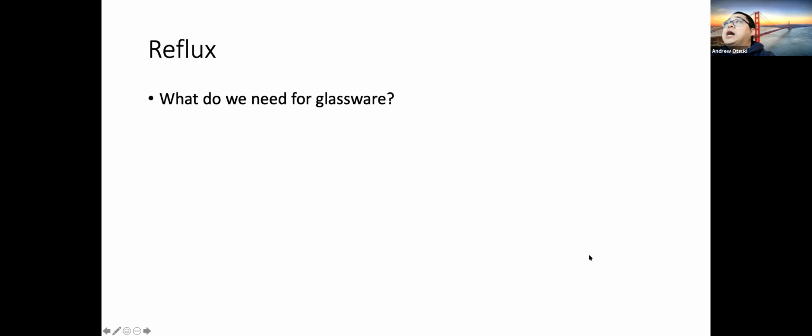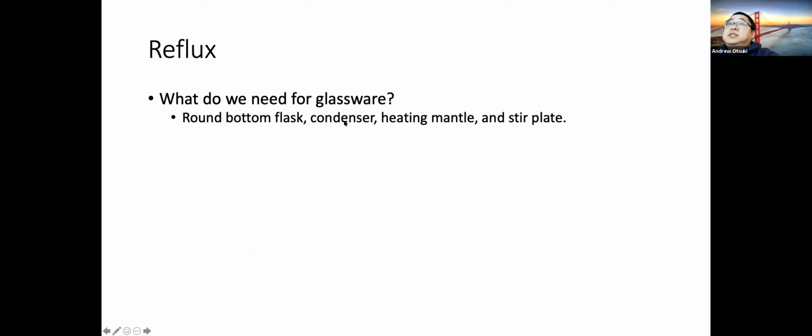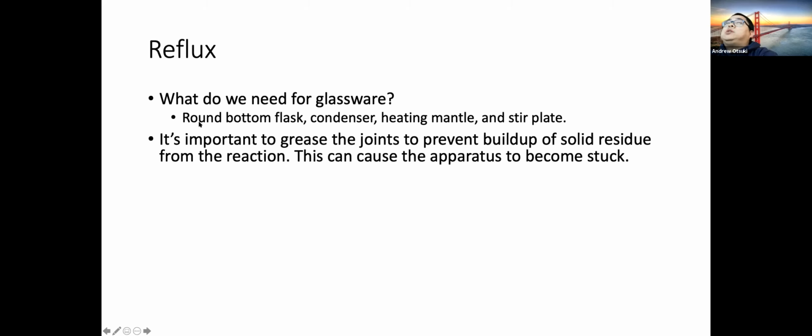All right, so reflux. What do we need for glassware? Let's remember when we did reflux last time, we used a round bottom flask, condenser, heating mantle, and stir plate. I'm not going to show the diagram because we've already seen it before, but it's basically the same thing. We're doing reflux again. I didn't mention it last time, but it's important to grease the joints in this experiment, because sodium hydroxide can splash on the joints, where the connections are made. And if the salt dries up there, it can potentially make the joint stuck, and the apparatus can no longer be taken apart. So that's a common error in these types of labs.